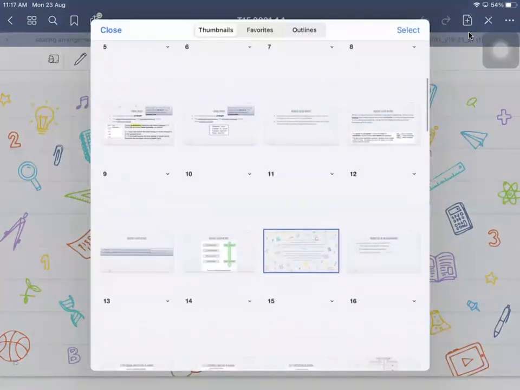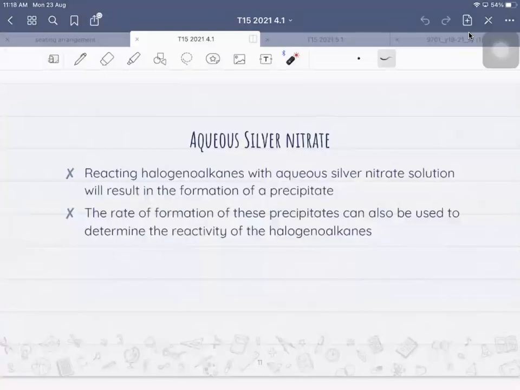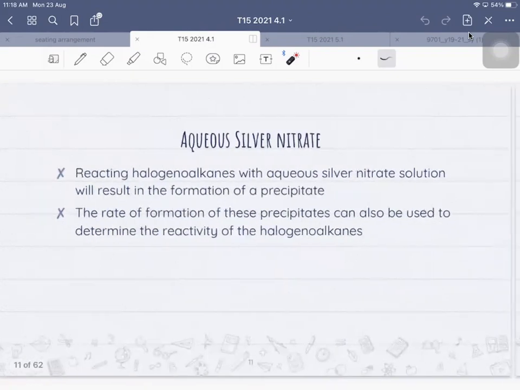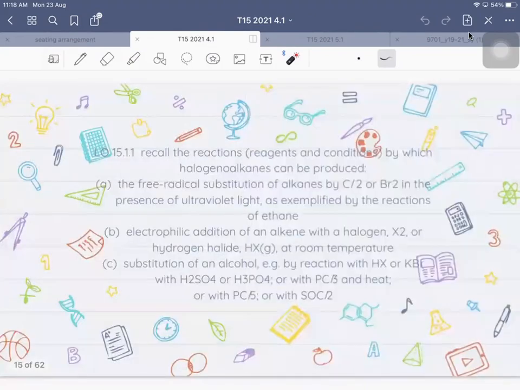I'm going to skip the part on aqueous silver nitrate first, which is on page 2 of your notes. So I would like to move on to question 3. I'll revisit the aqueous silver nitrate later on, because you will need that. You will need to learn the mechanism before you're able to do that. Okay. So the next section that we are going to look at is the production of halogenoalkanes.